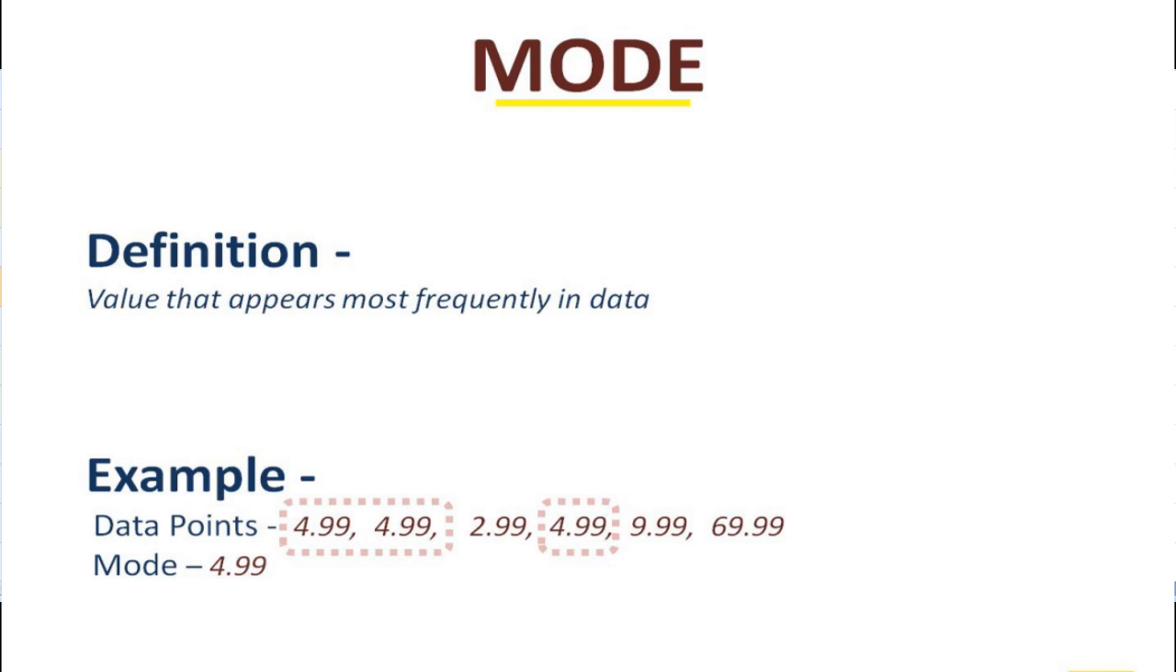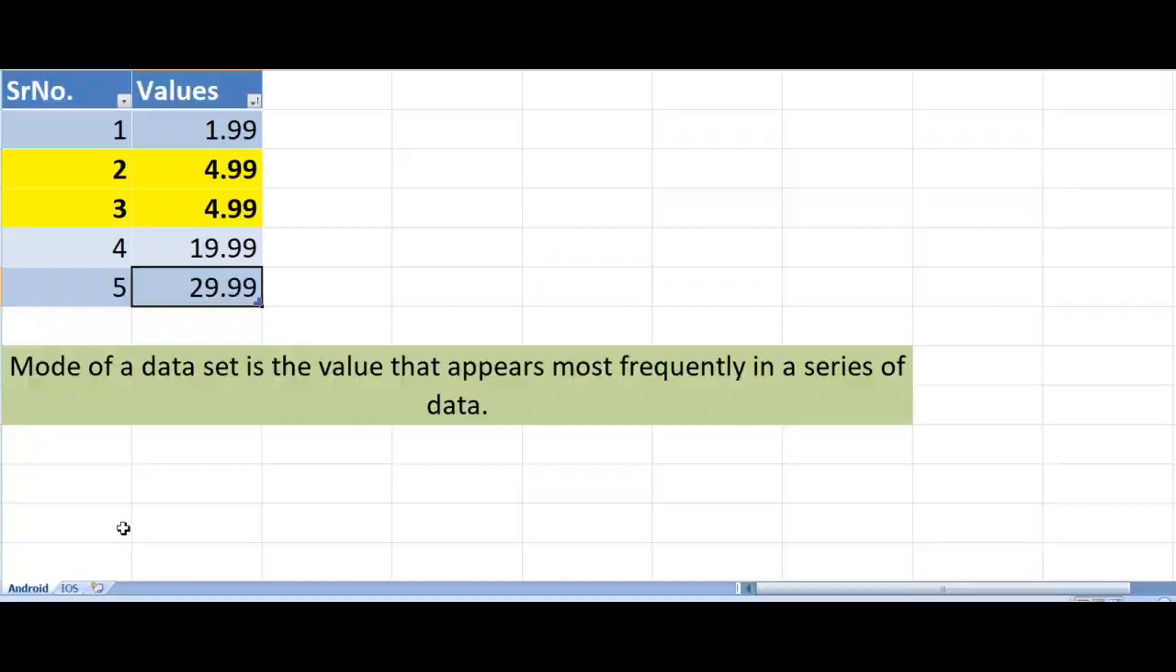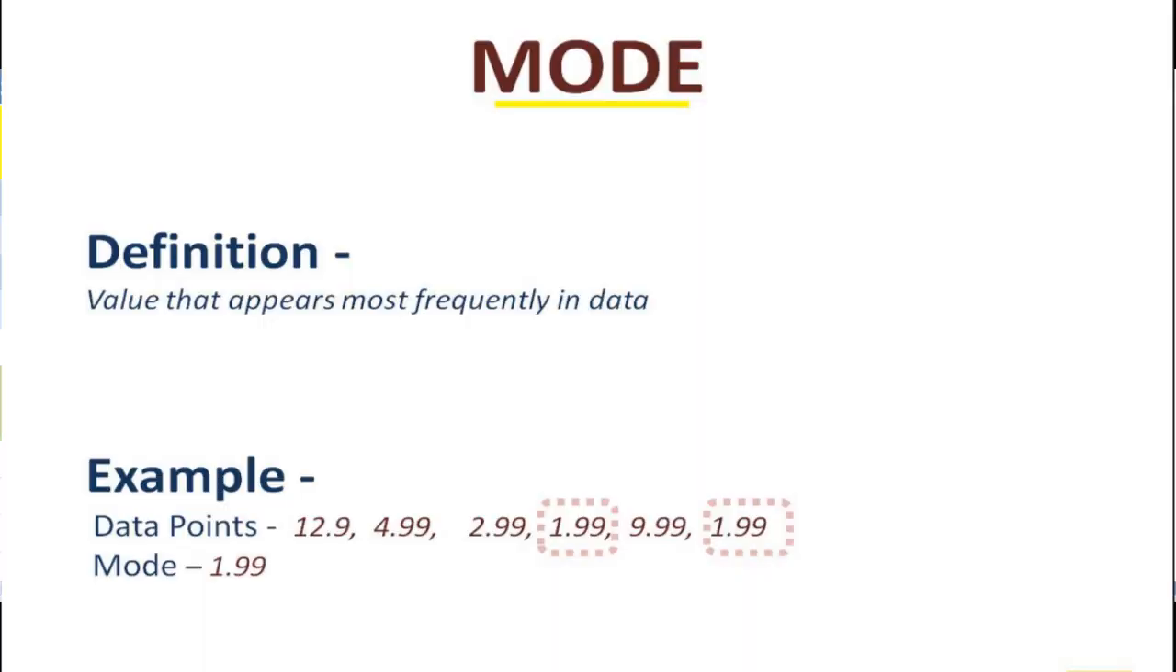Let's consider one more example. Now here what we have is again a series of values. Now in this case also, if you observe which is the number which is appearing most frequently, so you can see here 1.99 is appearing two times. All other values are appearing only once. So the mode in this case will be 1.99.